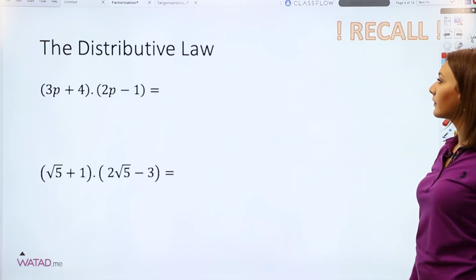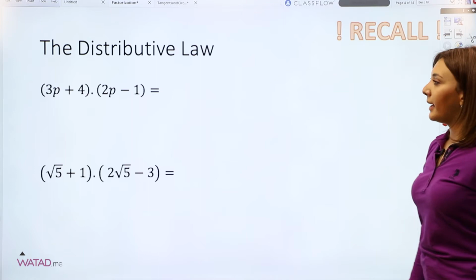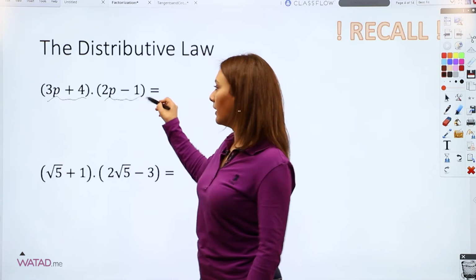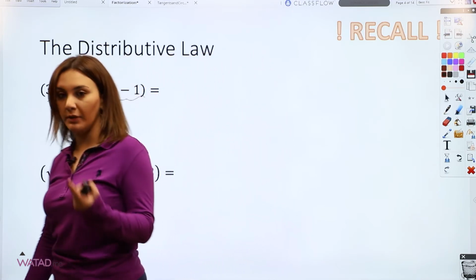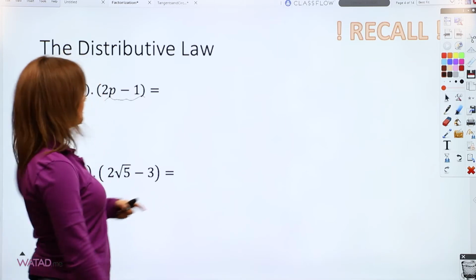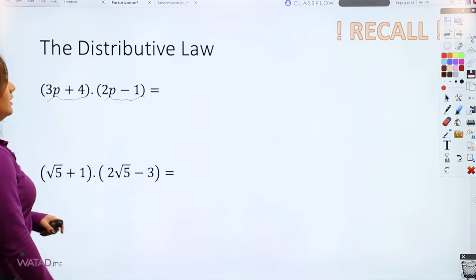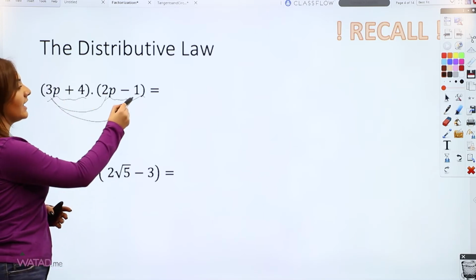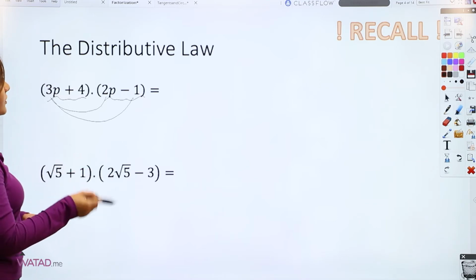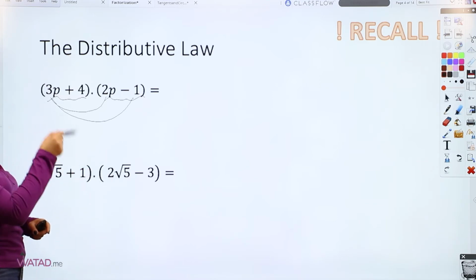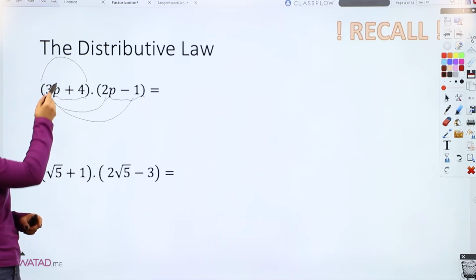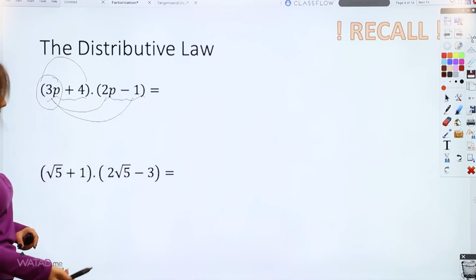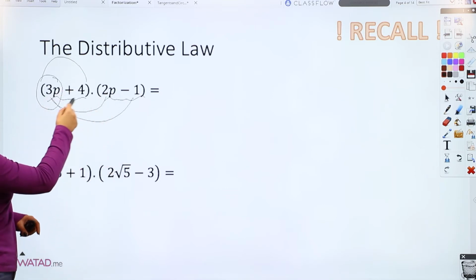Another reminder, also the distributive law, but with two binomials. I say binomials instead of monomial because I have two terms inside the parentheses. How can I distribute this? How can I calculate this? I should use also the distributive law from grade 8. Every term of the first parenthesis, let's start with 3p, should be multiplied by every term inside the second parenthesis, right? And then I continue with the second term.